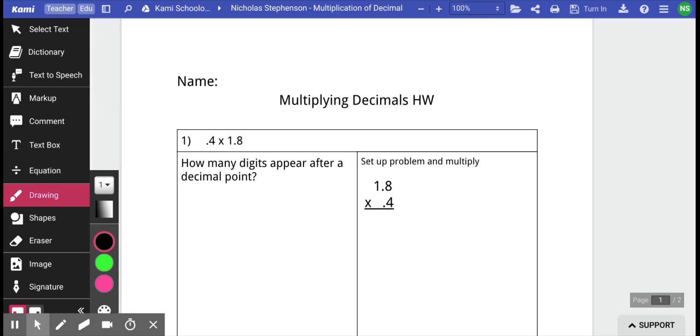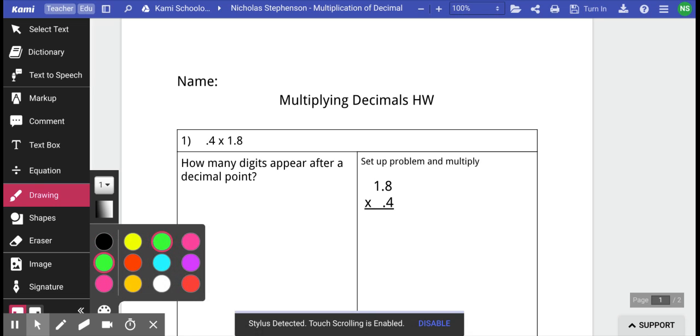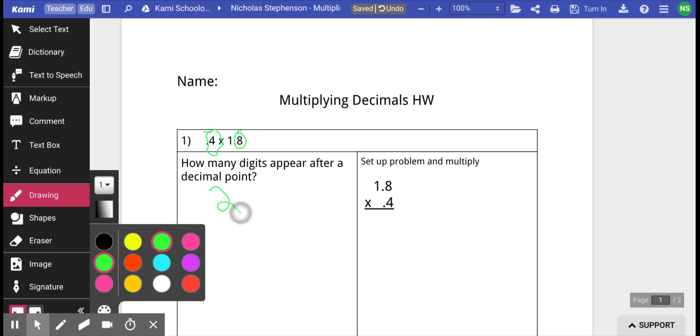So if we're looking here, we have 4/10 times 1 and 8/10, or 0.4 times 1.8. So if I'm counting digits that come after a decimal point, I have 1, 2. So my answer to this first part is going to be 2. On the right here, now I'm going to multiply. So I'm going to multiply this just like I would a regular problem.